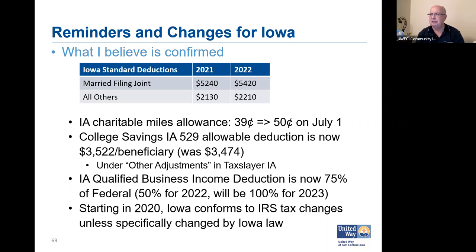Qualified business income deduction for the federal, which you get for any self-employed and also for some capital gains, generate a QBI. Iowa used to be 50% the previous year, it's 75% for the upcoming year. That should be 50% for 2021. Sorry, typo there. It's 50% for 2021. It's going to be 100% for 2023. For the tax year we're doing, 2022, it is 75%. That gets carried over by tax layer. That's just a piece of information so you know where it's coming from.